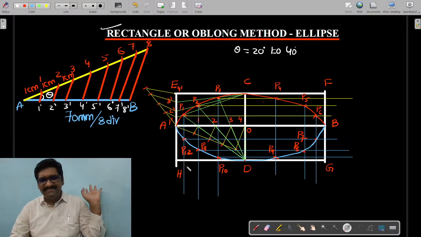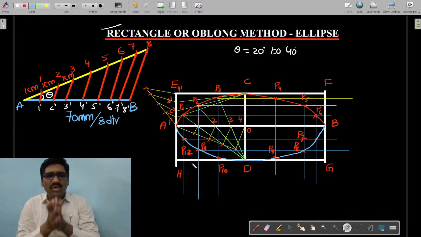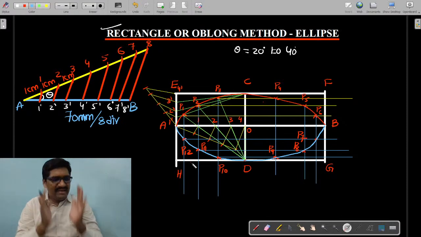That is the picture. Okay, now we have cleared this method. So today we came to understand what the oblong method is, also called the rectangle method.